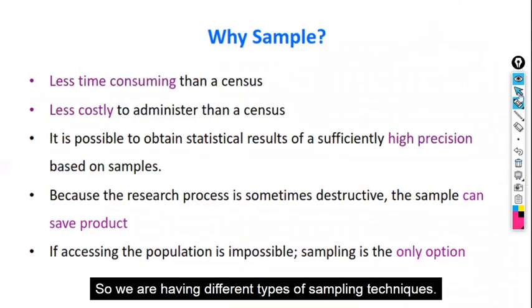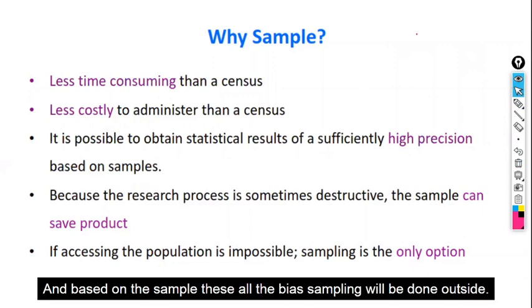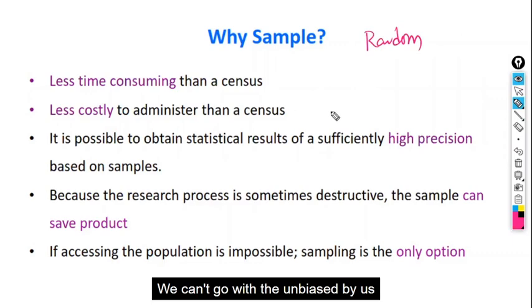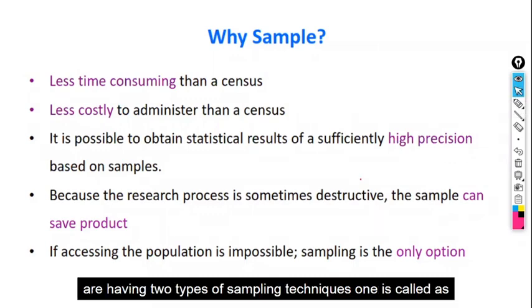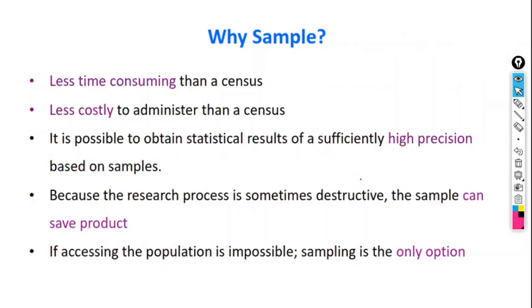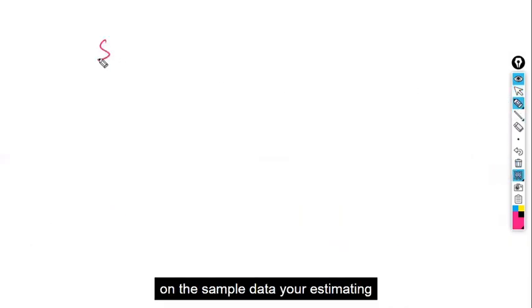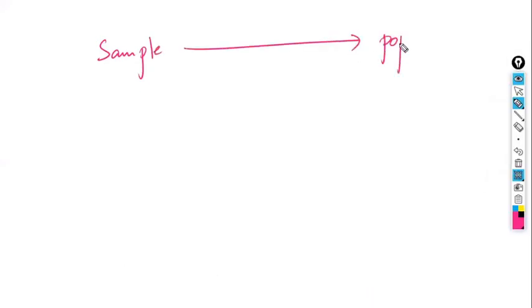So we have different types of sampling techniques. Biased sampling will be done outside, but inside the IT industry, only random sampling will be done. We can't go with biased sampling. We have to go with random sampling only. So we have two types of sampling techniques: one is called random, one is called biased, right? And based on the sample data, you are estimating the population.